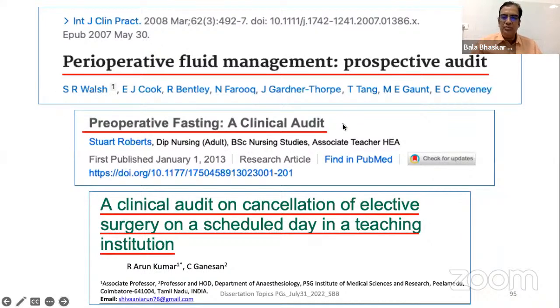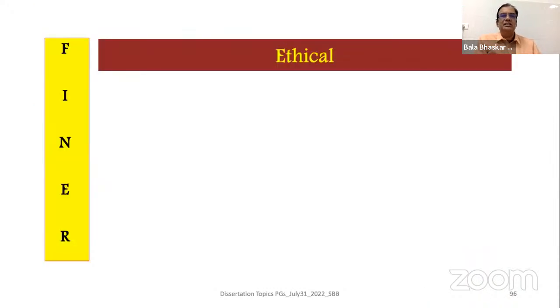So what are the problems? And the advantage of audit is we can always advise the administrators, and the department itself can take action to see that things improve. And for example, a clinical audit, it's a very nice topic: a clinical audit on cancellation of elective surgery on a scheduled day in a teaching institution. So very methodologically, they have discussed why there were possible problems, where was the missing link in terms of guidelines not being followed, and how it should be improved. So this is something related to the audits.